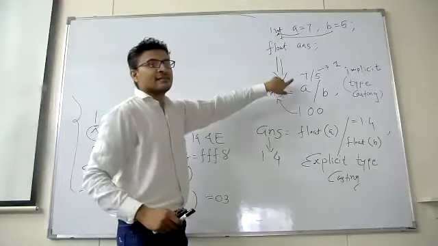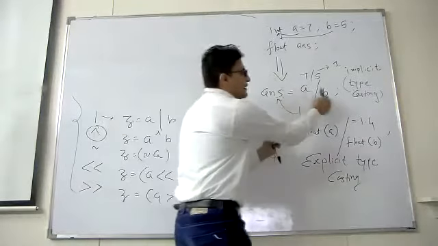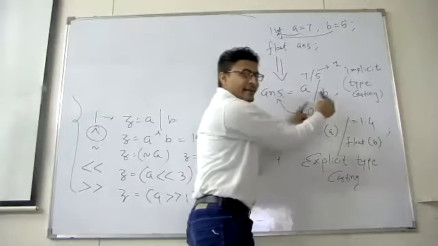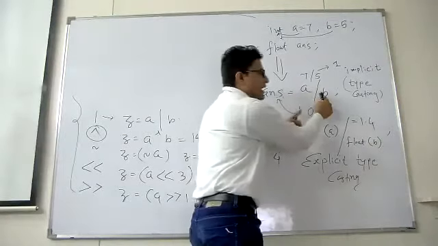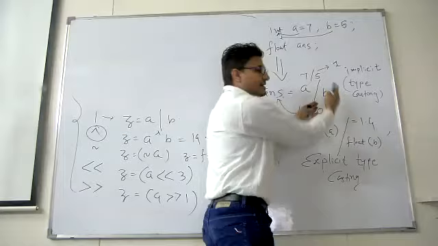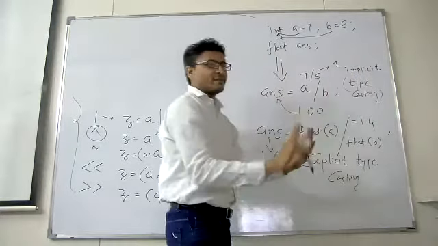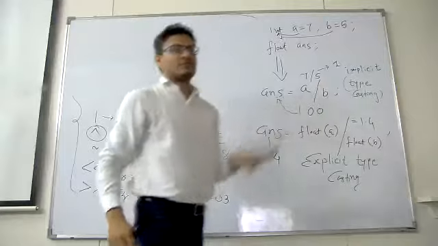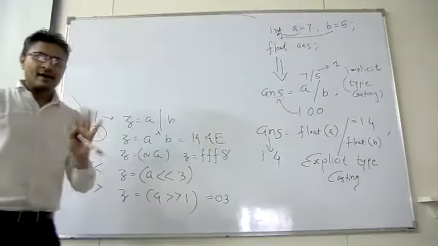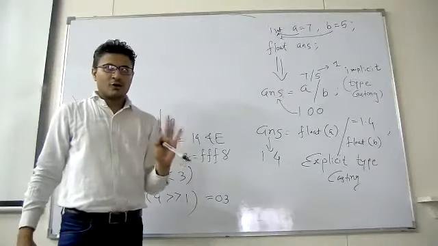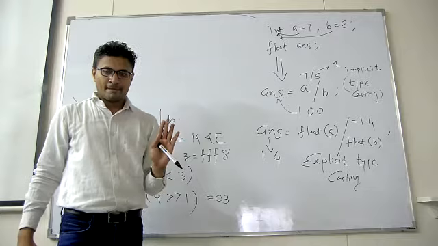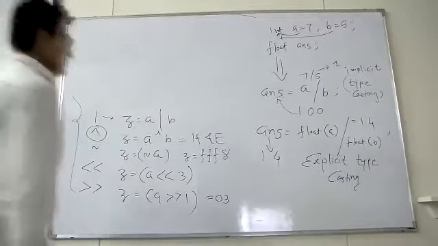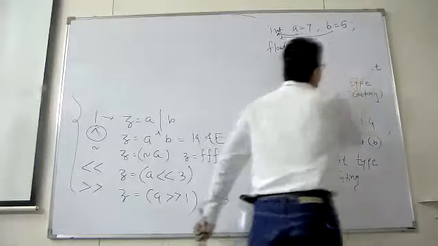In this other case, the compiler will do the division of two integers, because A and B are integers. These two operands on the right-hand side are integers, so the answer would be 1 only. But then it will convert into a float value, so it is 1.00. Clear? Okay.